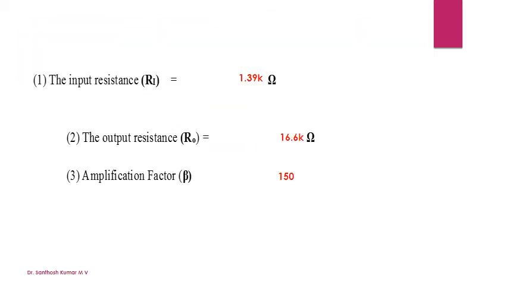In this particular case, the input resistance is 1.39 kilo ohm, and the output resistance, if you calculate it, comes around 16.6 kilo ohm, and the amplification factor is about 150. It does not have any unit. You can compare the input resistance and output resistance. Input resistance will be of the order of thousands, output resistance will be of the order of 10,000s. The difference will be of the order of 10,000. This will be the answer for this particular experiment.